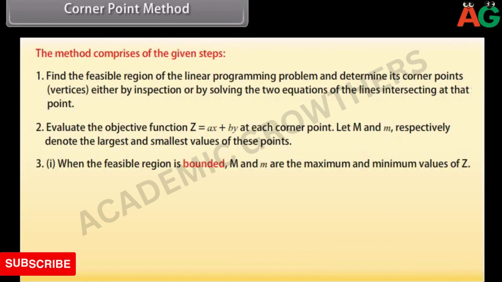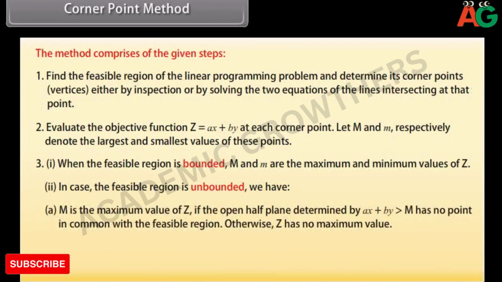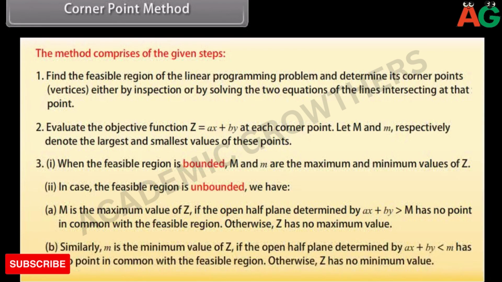3. (i) When the feasible region is bounded, M and m are the maximum and minimum values of z. (ii) In case the feasible region is unbounded, we have: a. M is the maximum value of z if the open half plane determined by ax + by > M has no point in common with the feasible region. Otherwise, z has no maximum value. b. Similarly, m is the minimum value of z if the open half plane determined by ax + by < m has no point in common with the feasible region. Otherwise, z has no minimum value.